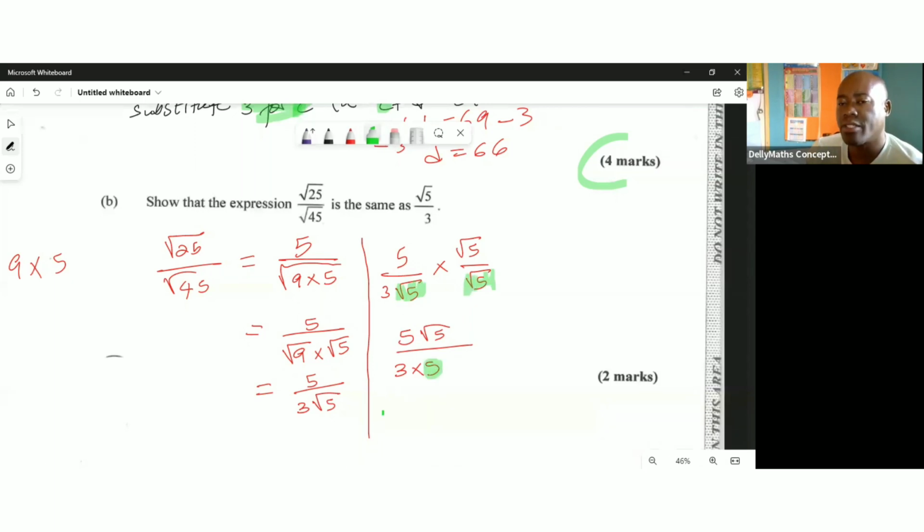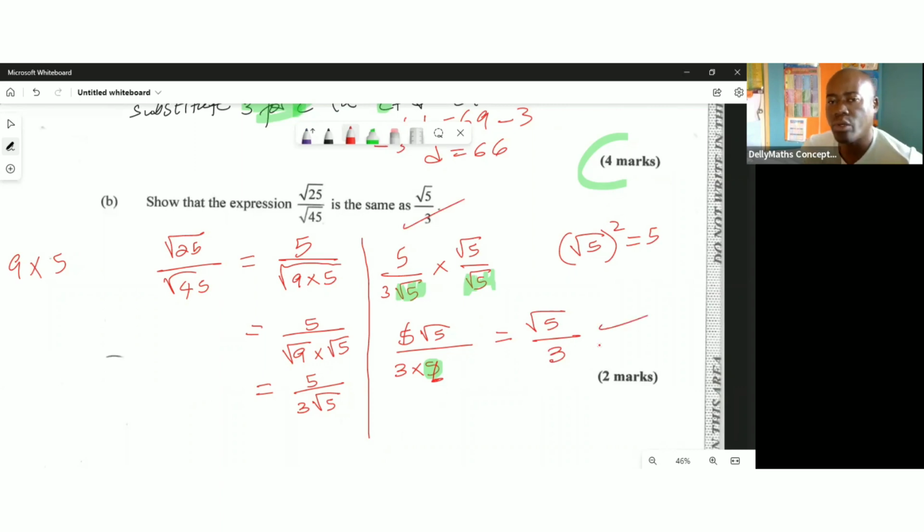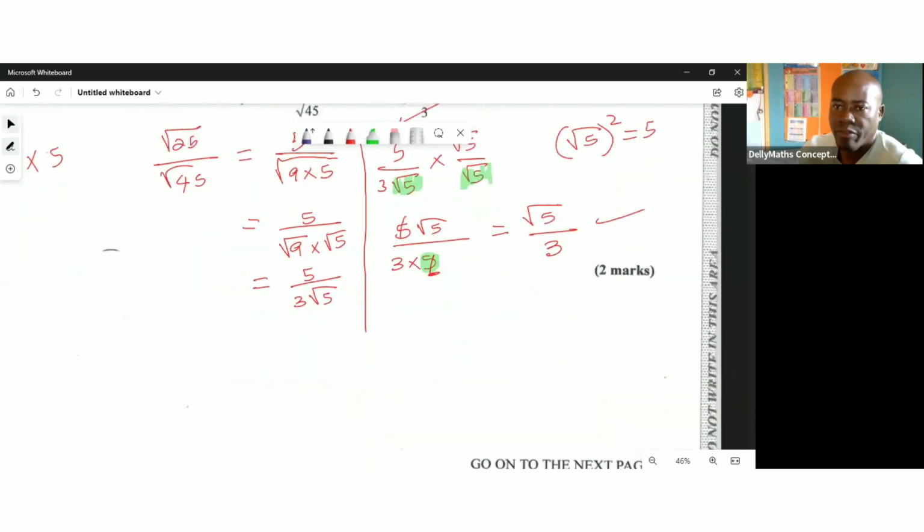Because the root 5 squared, basically we're saying root 5 squared is just a 5, hence this 5 right there. So we could see now that we could cancel this 5 with that 5, and we are left with root 5 over 3, which would have been that. All right. So I'm just saying you could just take your time and walk yourself through it as we go. But definitely you are able to prove that, and that would have been your answer.